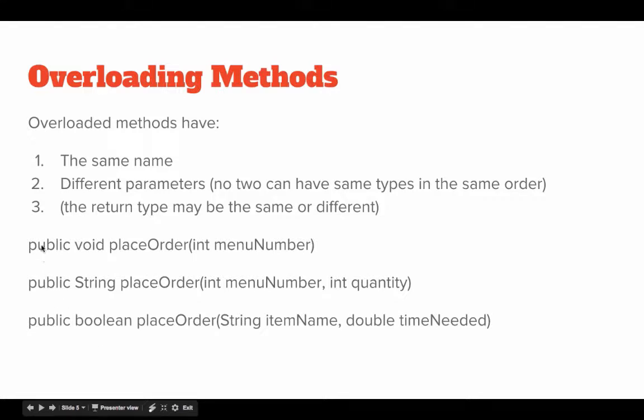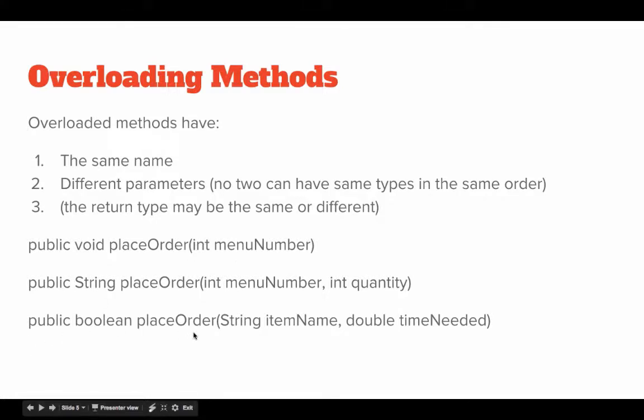Here's the first one, public void place order int menu number. So in this case, you'd pass in the number from the menu. It would do something to place the order, would not return any value. Maybe in the second version, we pass in the menu number, but we also pass in a quantity as an example. Now, is that okay? This one had an int. This one also has an int. Yes, this is okay because this has an int followed by another int. And that's different than having a single int.